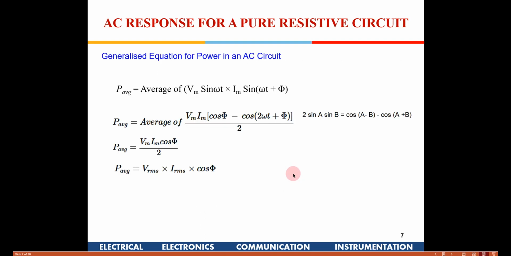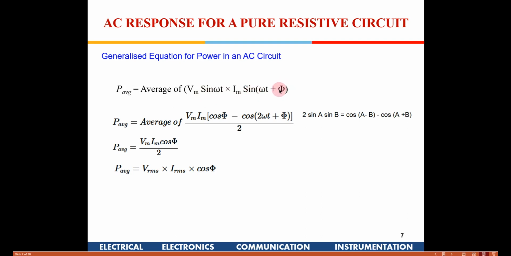Okay, so this is the generalized equation for power in an AC circuit. Power across any component, for that matter, will be the average of voltage into current. Suppose this is the voltage, Vm into sin omega t, and the current need not be in phase. So we are trying to find a generalized equation. We will see that for an inductor and a capacitor, or for that matter when we go further ahead to parallel RLC combinations, the current and voltage will not be exactly in phase.